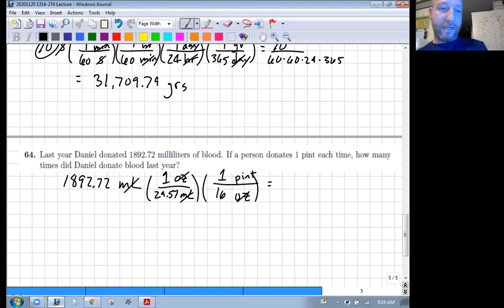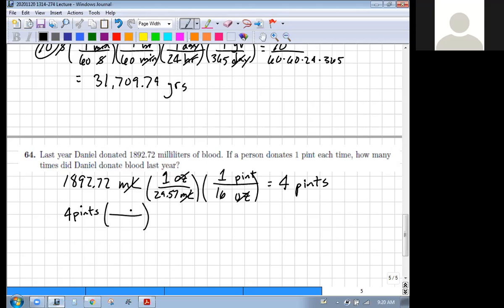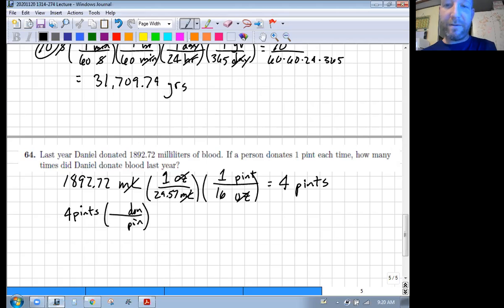Let's see, we've got 1,892.72. Divide that by 29.57. Divide that by 16. We get 4 pints. So if he donates 1 pint each time, 4 pints, there's 1 pint per donation, right? So donations per pint. 1 pint per 1 donation, right? Pints go away, and we're left with 4 donations.